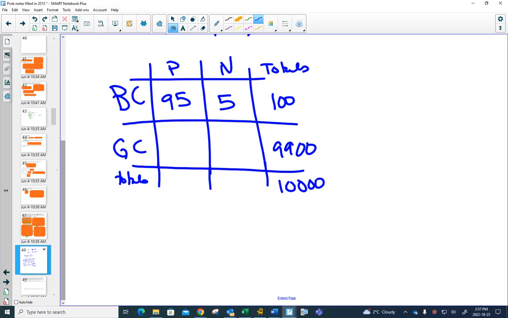Now, the interesting thing is, at 95% accuracy, how many people here will get the wrong result? 5% of this, 445 people will be told, oh, looks like you've got the bad chromosome, when they don't. And the other 9,445 will be okay. So after testing 10,000 people, did I add it up wrong?